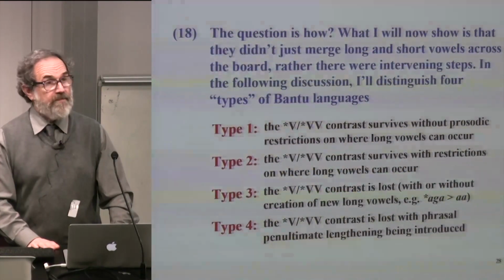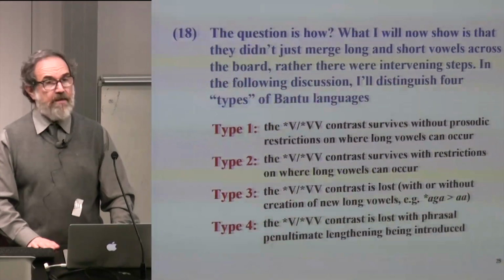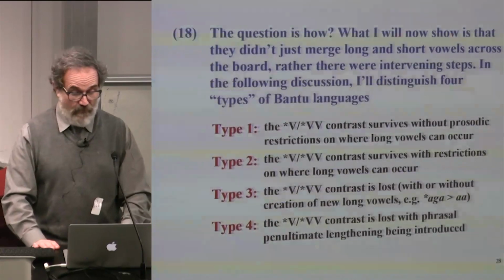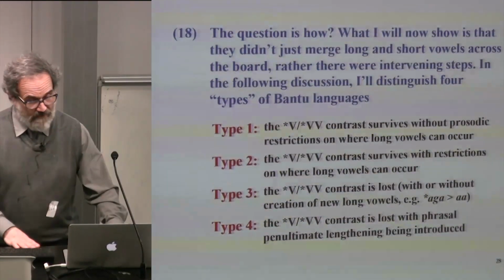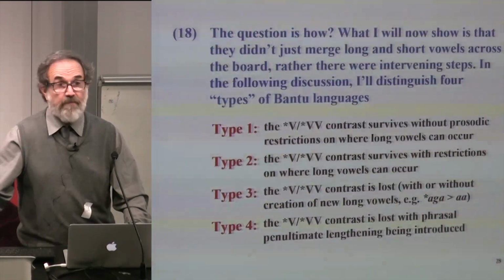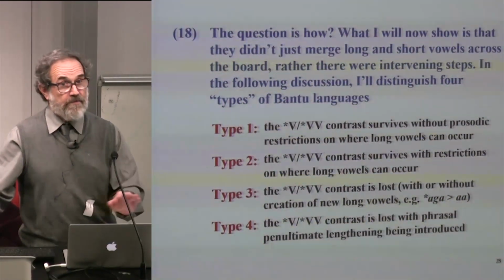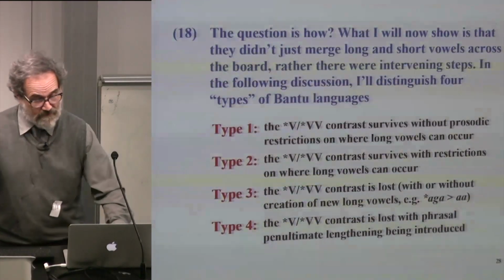Rather, there were intervening steps. In the following discussion, I'll distinguish 4 types of Bantu languages, types 1 through 4. The first type is where you get a contrast in vowel length, which survives without prosodic restrictions on where these long vowels can occur. And I'll show you what I mean by prosodic restrictions.